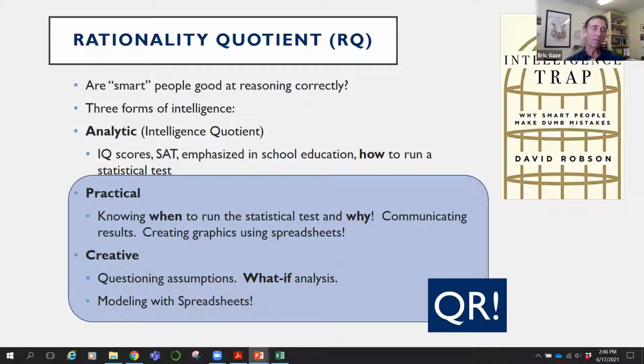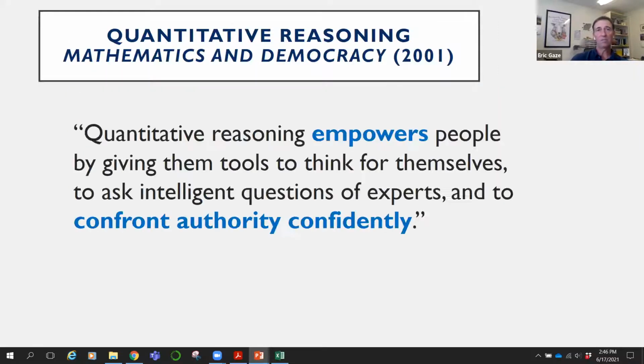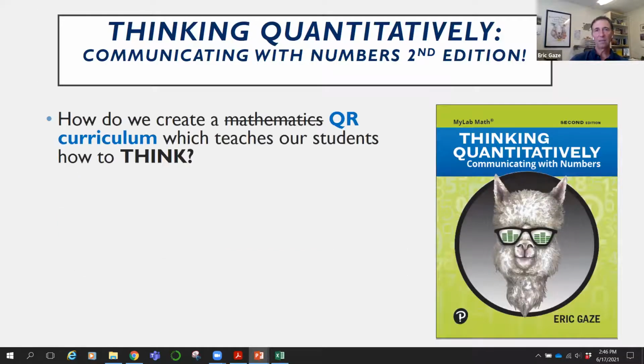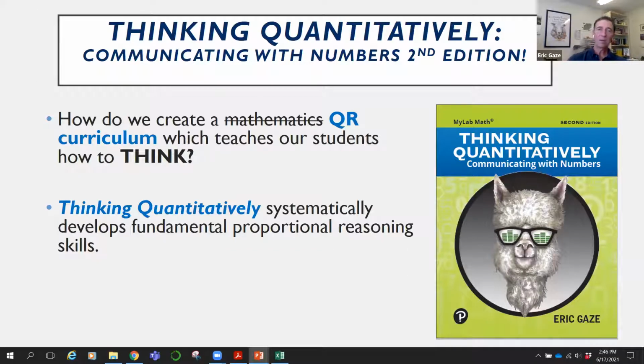And I would argue that when you use spreadsheets in your own class, you also will be developing those forms of intelligence. Essentially, we want to empower our students, give them the tools to think for themselves, to ask intelligent questions of experts so that they can confront authority confidently. So how do we do this? How do we create a curriculum, teach our students how to think?